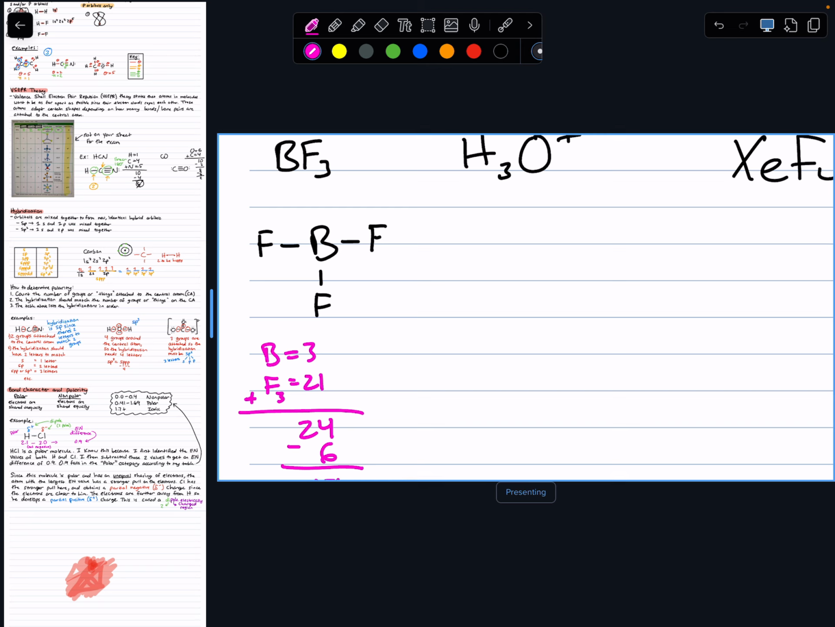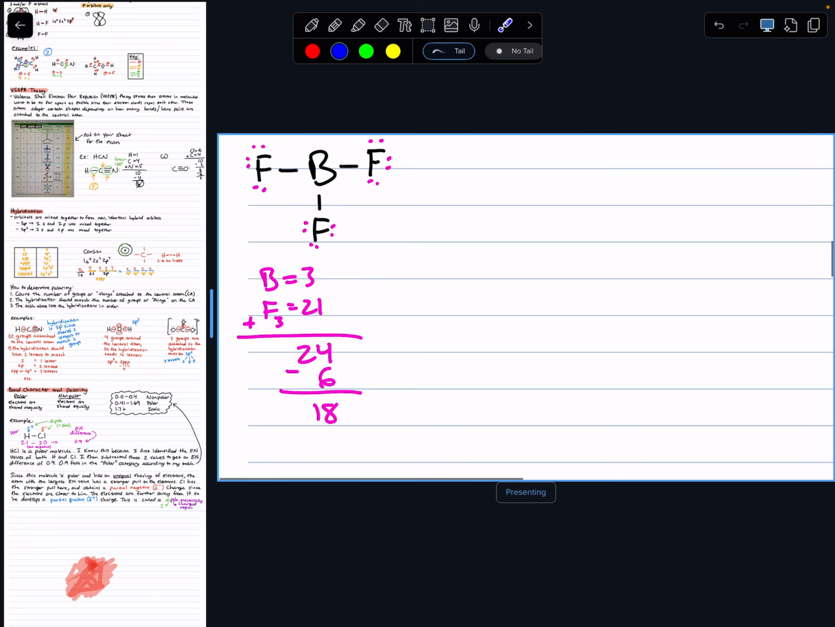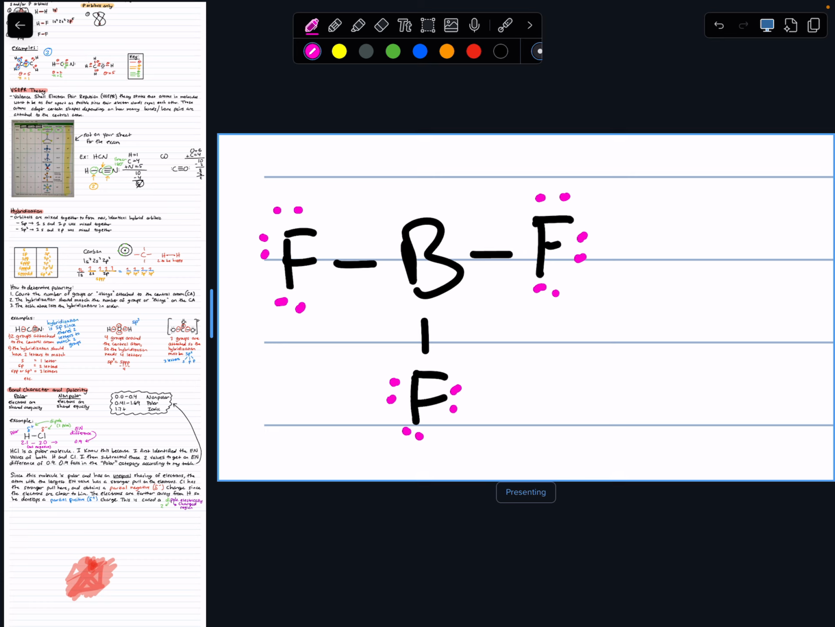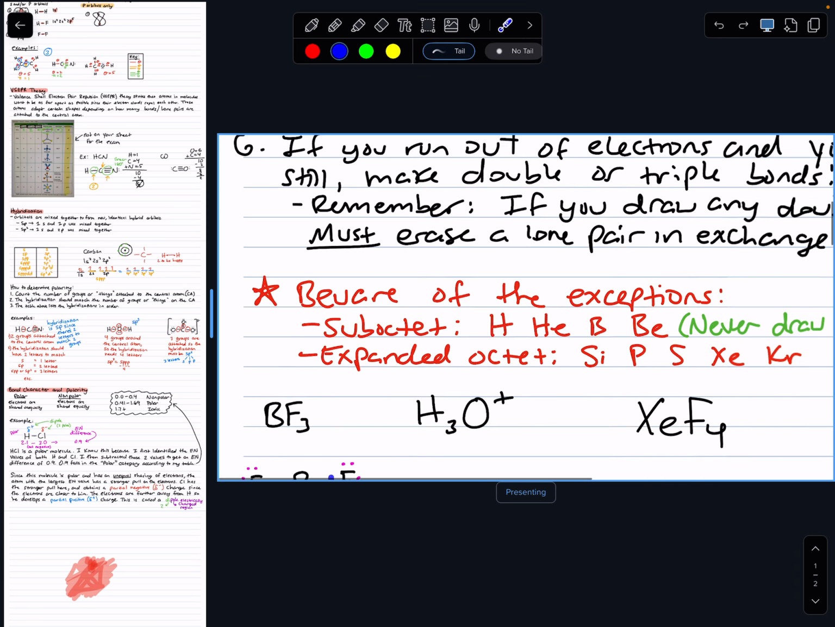Beautiful. So 2, 4, 6, 8, 10. Why am I putting 6 on each one? Because that's octet. That's what's going to make them happy, right? So when I do this, did I put all 18 electrons around? Yes, I ran out of 18. Is everyone happy? Technically, no. Boron has how many? 6.